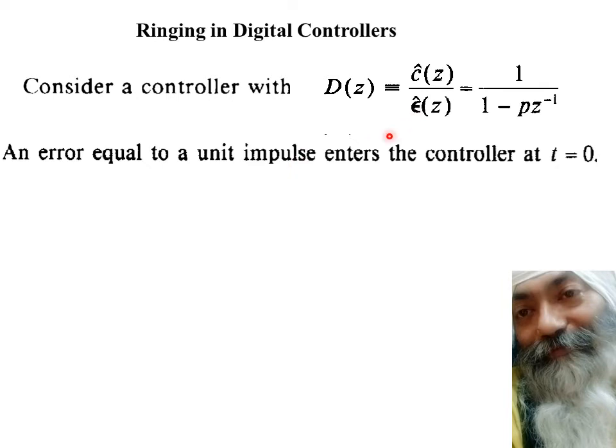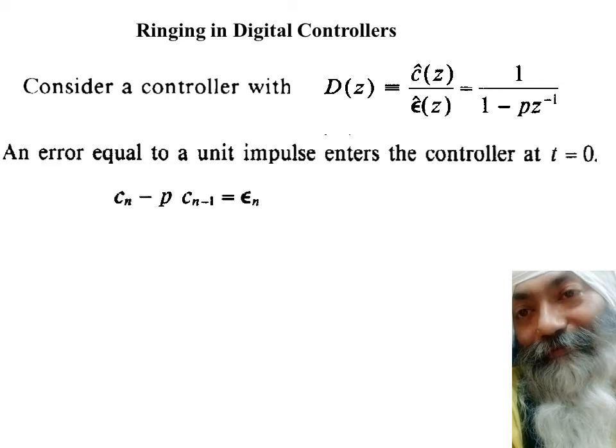In response to this impulse error given to the controller having this transfer function, we can vary the value of p and see how the controller responds to this unit impulse at t equal to 0. This is something very simple. In case you feel like taking a copy and a pencil to do some quick calculations side by side, you can do that. I normally recommend that wherever you feel like pausing the video, you can pause it, do the things again manually, and then resume the video thereafter.